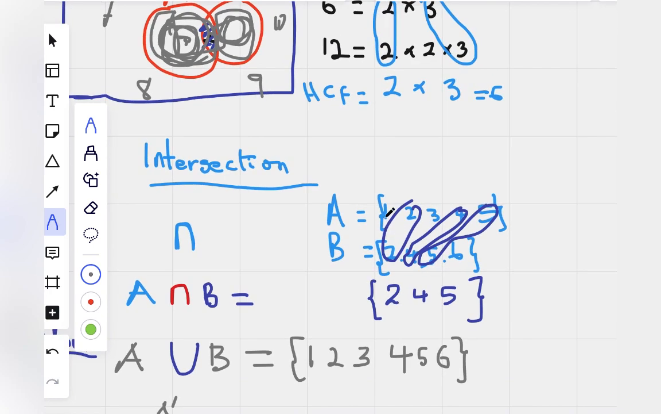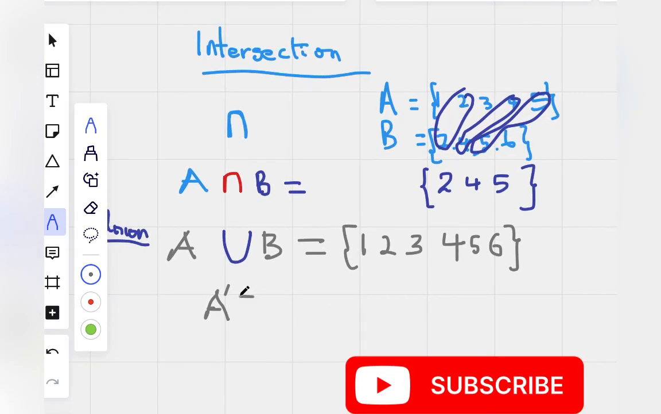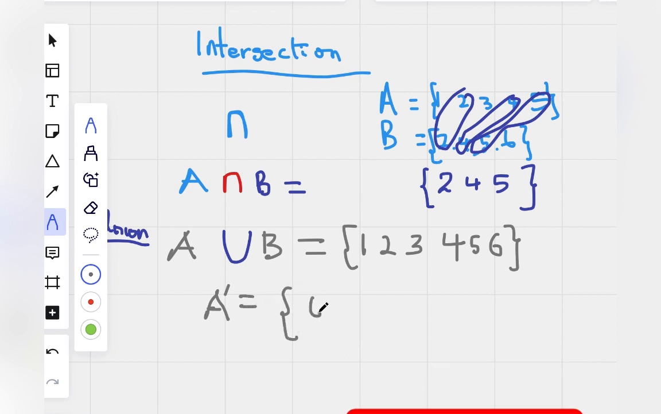You go to set A, you see 1 is mentioned, 2 is mentioned, 3 is mentioned, 4 is mentioned, 5 is mentioned. So those ones cannot appear in A prime. A prime will be every other element in the universal set that is not in set A. So meaning starting from 6, 7, 8, 9, and 10. These are A prime.